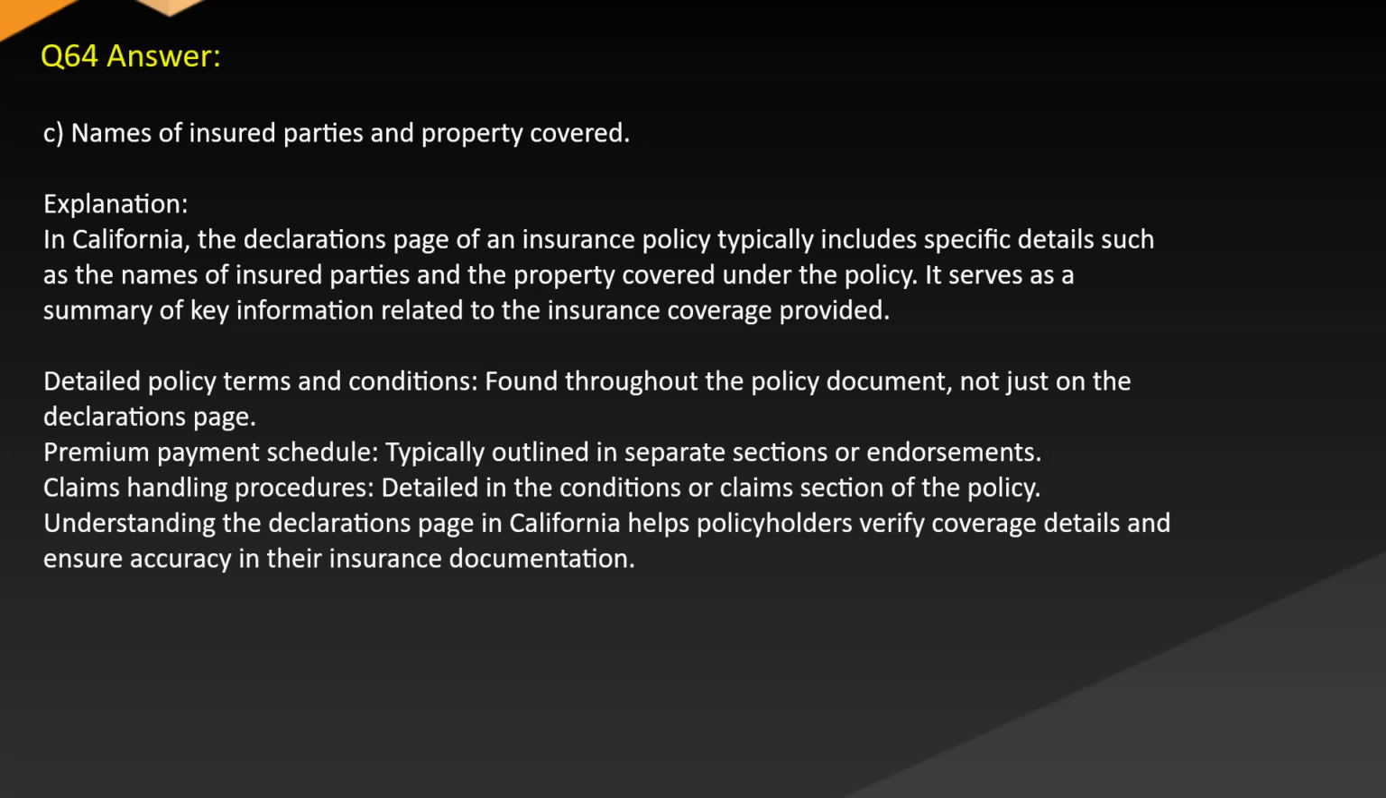Detailed policy terms and conditions, found throughout the policy document, not just on the declarations page. Premium payment schedule, typically outlined in separate sections or endorsements. Claims handling procedures, detailed in the conditions or claims section of the policy. Understanding the declarations page in California helps policyholders verify coverage details and ensure accuracy in their insurance documentation.